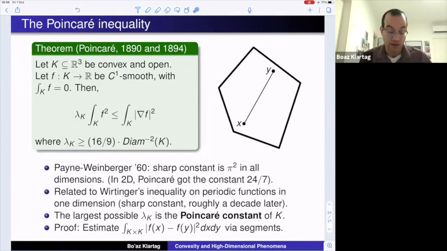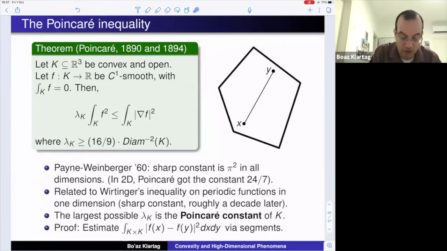So the Poincare inequality, I guess that many of you are familiar with it. This is an inequality that was actually proven by Poincare, to our surprise, in two papers from 1890 in the American Journal of Mathematics and 1894 in the Palermo Journal of Mathematics. It is about convex sets in dimensions 2 and 3. So in dimension 3, it says the following.